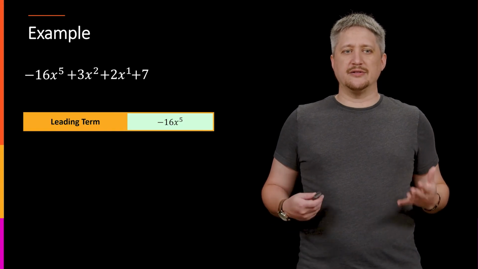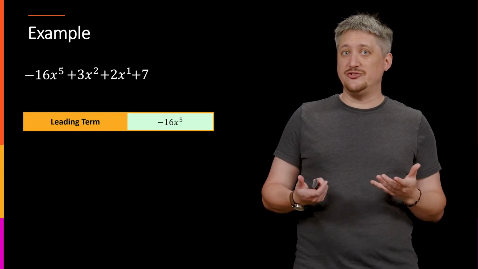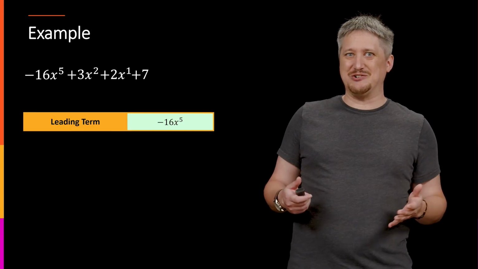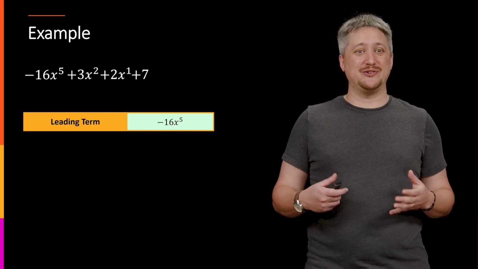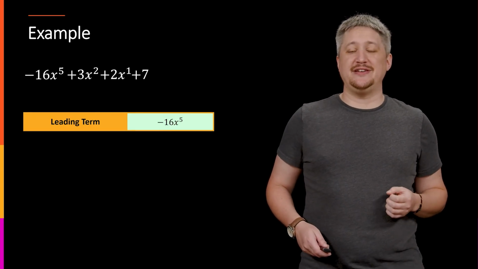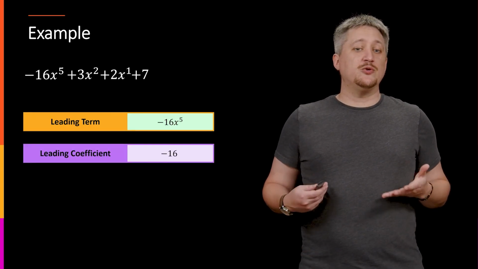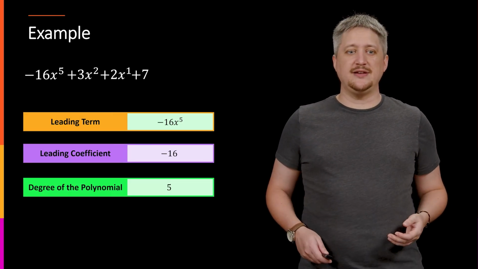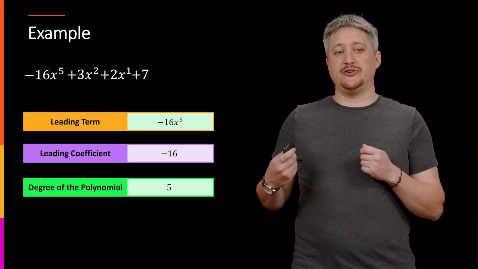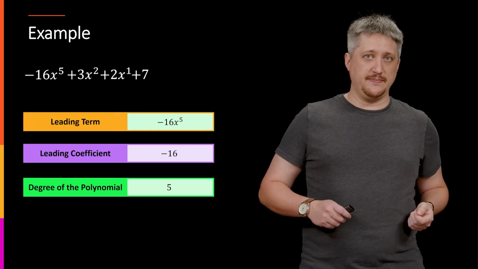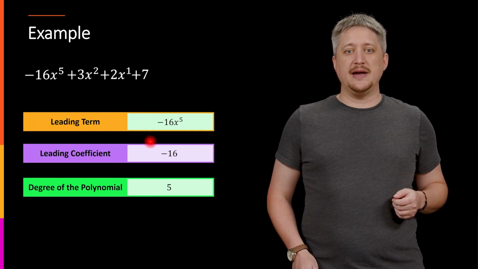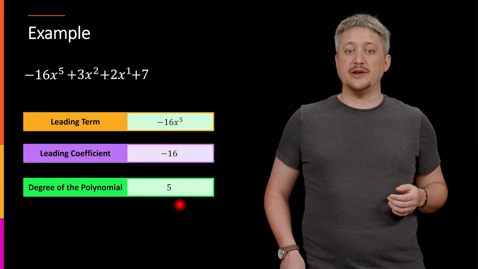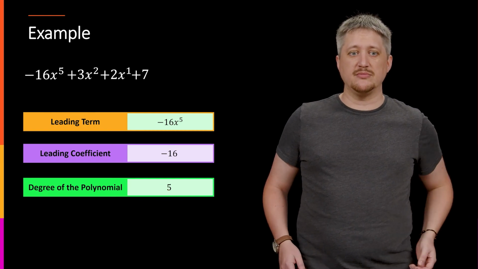So here, our leading term, after we've rearranged it, is going to end up being the first term. But to be clear again, beating a dead horse, I know, it is the term with the highest degree. So here it's negative 16x to the 5th. The leading coefficient is the coefficient of that term, the number in front, so that's just negative 16. And the degree of the polynomial, which is the degree of the leading term, is 5. Okay, so the leading term has everything in it. The leading coefficient is just the number in front, and the degree is just the power of that leading term.